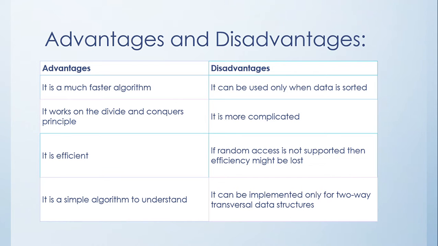So we have some comparison: from the middle element we compare our desired data element, and then we find out which list we are going to search for our particular desired element.